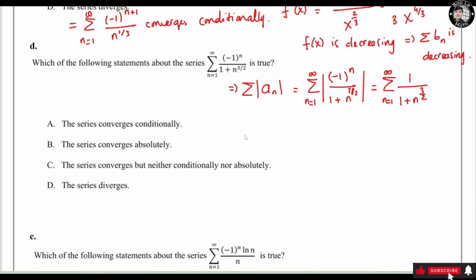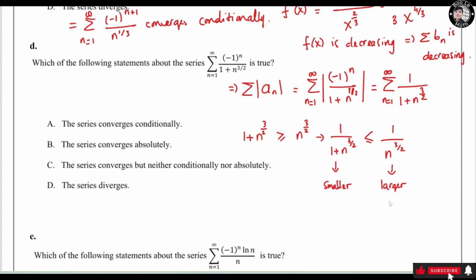We have (1 plus n)^3.5 always greater than or equal to n^3.5, right? And if we take the reciprocal of this one, it's going to be 1 over (1 plus n)^3.5 less than or equal to 1 over n^3.5, right? Now this one is the larger, right? This one is the smaller, right?